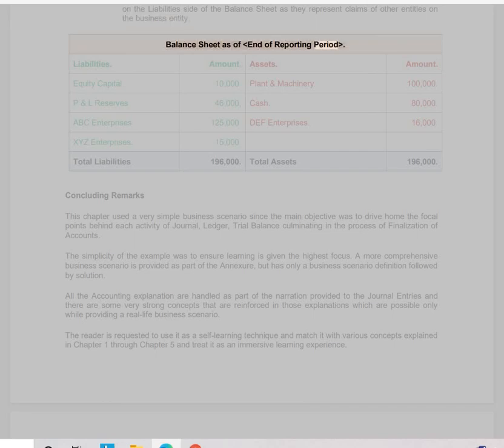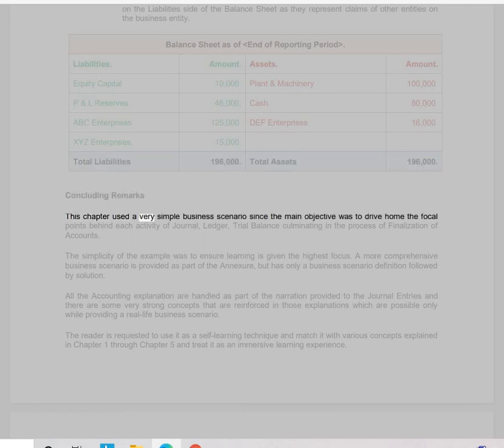Balance sheet as of end of reporting period. Liabilities, amount, assets, amount. Equity capital 10,000, plant and machinery 100,000. P&L reserves 46,000, cash 80,000. ABC Enterprises 125,000, Def Enterprises 16,000. XYZ Enterprises 15,000. Total liabilities 196,000. Total assets 196,000. Concluding remarks.